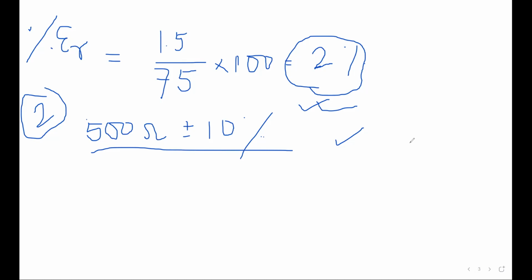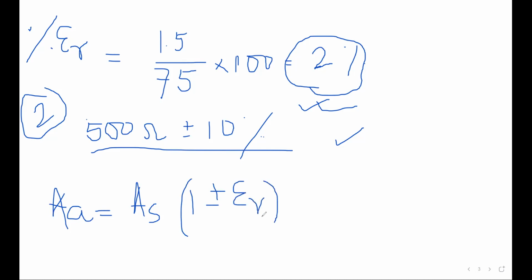What is the answer you are getting? मैम 0.98 to 1.02. कैसे? How come? मैम AS एक मिनट, AS कौन सा 500 formula है use किया? वही फॉर्मूला यूज किया ना, A is equals to AS, then in bracket 1 plus minus epsilon r. Okay, this is the formula.